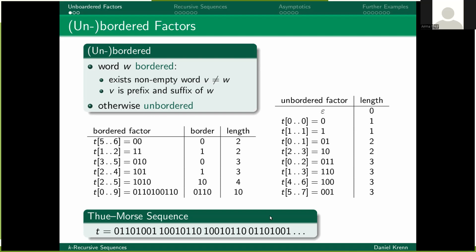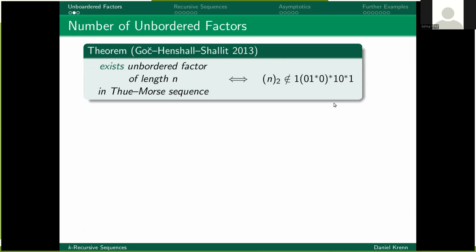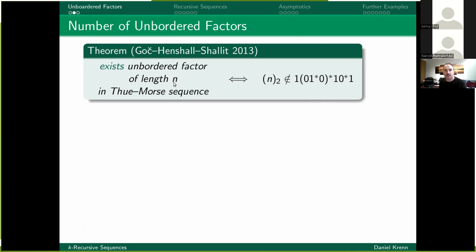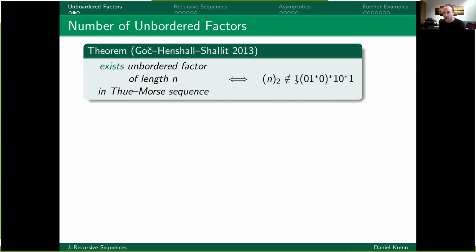How to check if some word is there, or what can we say at least to what is known on unbordered factors? We have this result here. So the question, is there an unbordered factor of a certain length in the Thue-Morse sequence? The answer is take that n, write it in binary, and check if it satisfies this regular expression or not. So if it's not of that type, then there exists an unbordered factor of that length. So that answers the question on existence for a particular n.